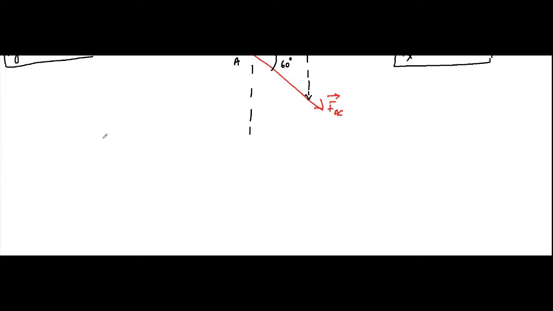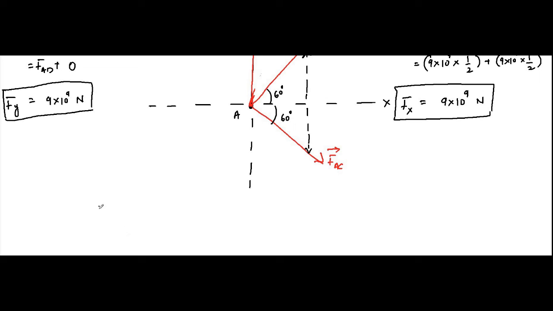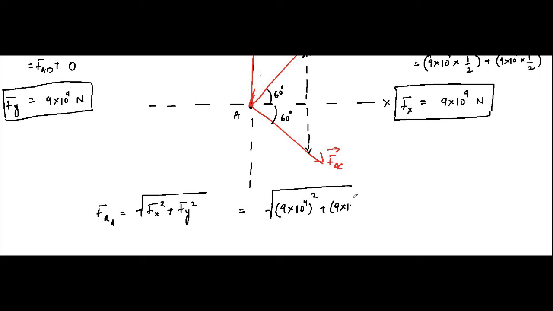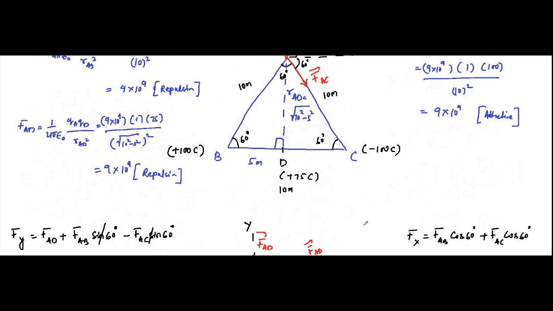So the total resultant force acting on A will be root over of Fx square plus Fy square, which is equal to root over of 9 into 10 to the power 9 whole square plus 9 into 10 to the power 9 whole square, which is equal to 9 root 2 into 10 to the power 9 Newton. That is the resultant force acting on A. So this is the solution.